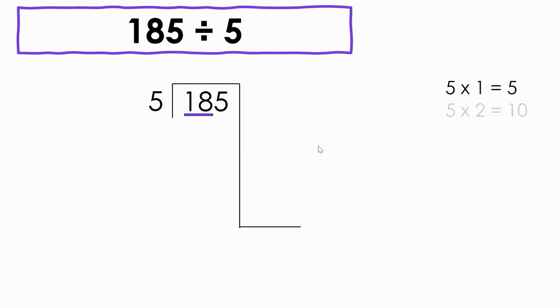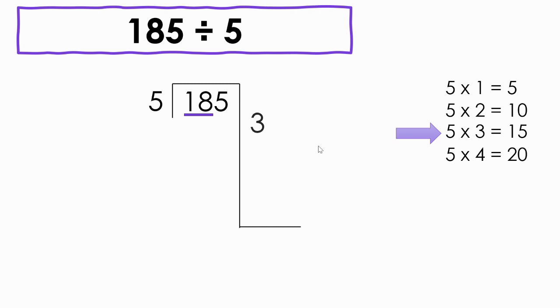5 times 1 is 5. 5 times 2 is 10. 5 times 3 is 15. 5 times 4 is 20. Well, 20 is too big, so we're going to go back and look at the third multiple of 5, which is 15. So we'll put a 3 over here, but remember, we're not trying to find 18 ones. We're looking to get close to 18 tens. So we don't want to multiply 5 times 3 ones. We want to multiply 5 by 3 tens. So we're multiplying 5 times 30, which equals 150.